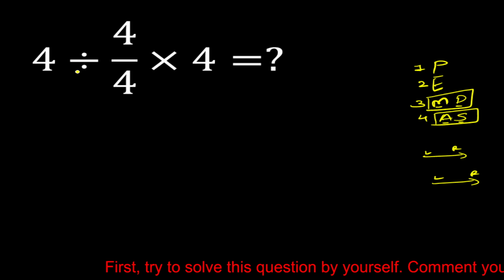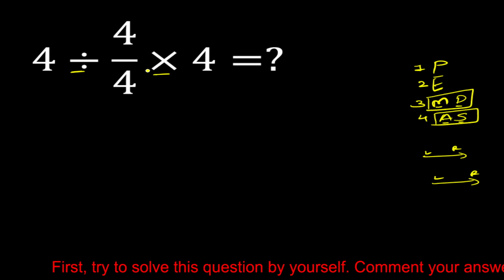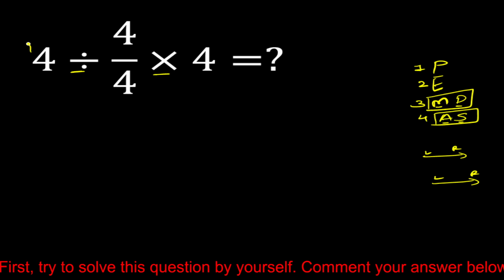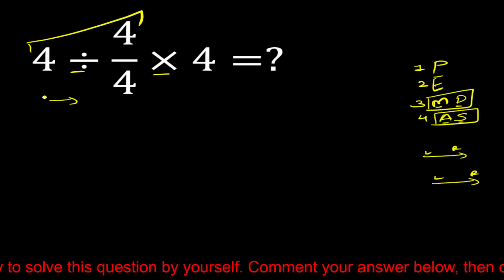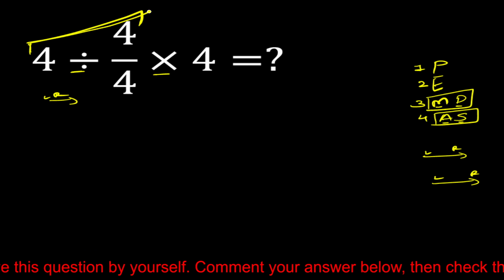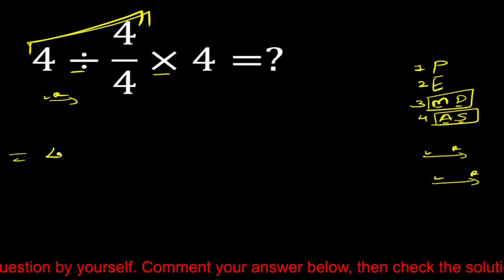Okay. Here is one division, here is one multiplication. Both have equal priority, so we have to solve from left to right. So first we have to solve this part, okay? So it is equal to 4.